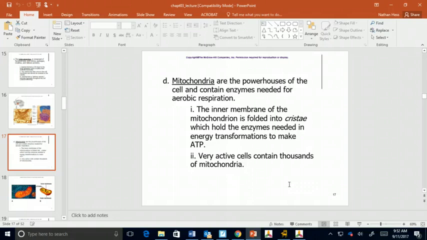Very active cells contain thousands of mitochondria. What kind of cells would you think would have the most mitochondria? Like a high number of them. Muscles is a great one, yeah. What other kind of cells need lots of energy? Your brain, I hope. Lots of stuff. The heart is a muscle, but that is a great example. The heart is always beating, so it needs a large supply of these mitochondria present. Does that make sense?